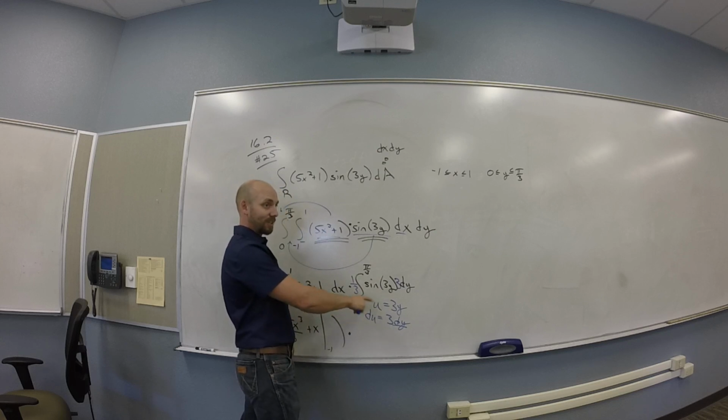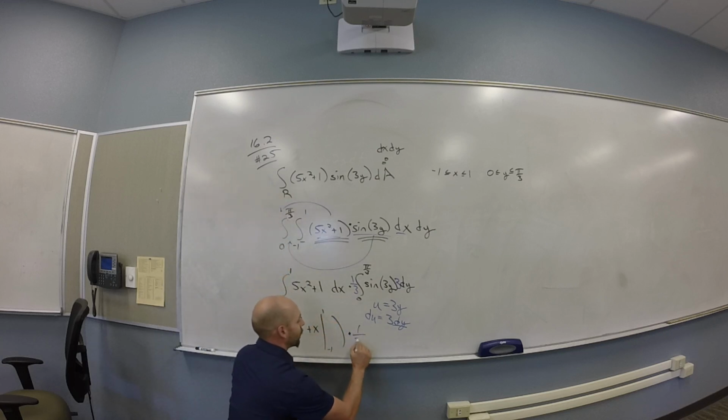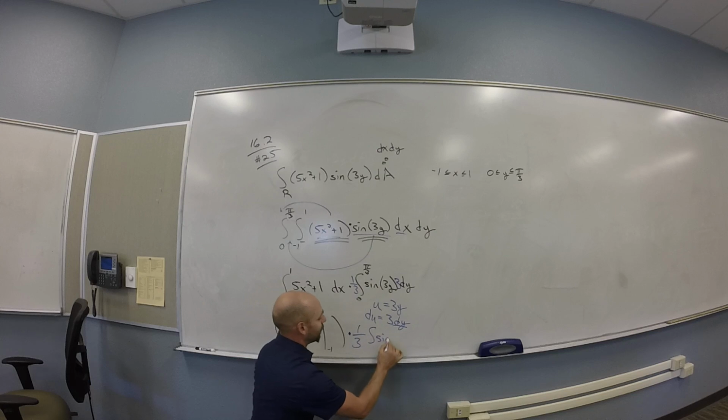You guys all good with this? So I got here 1/3 times the integral. I'm going to leave the bounds for a second. And this is going to be sine of u du. And then what are your bounds?